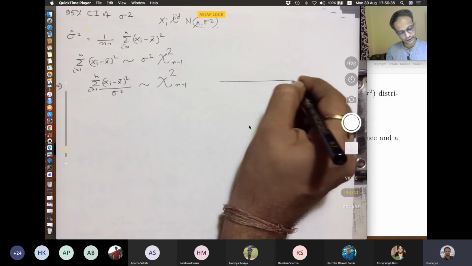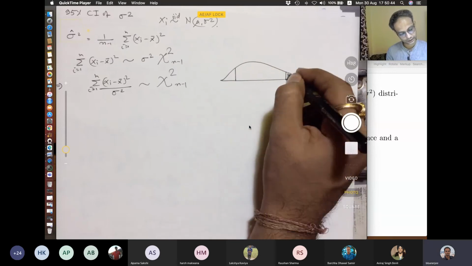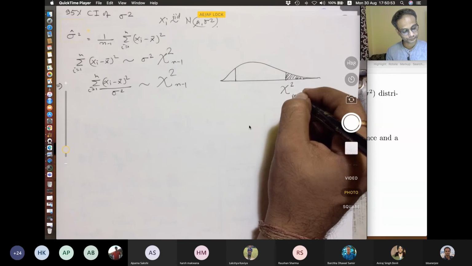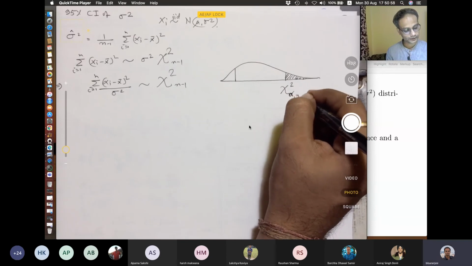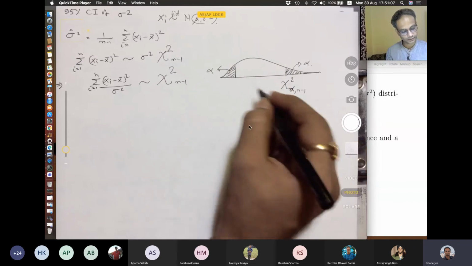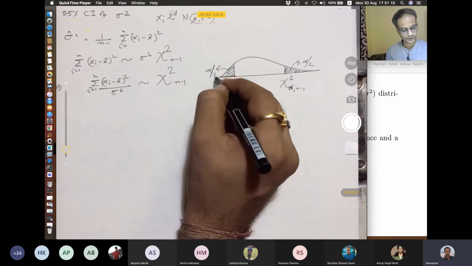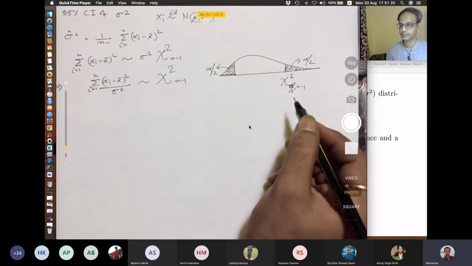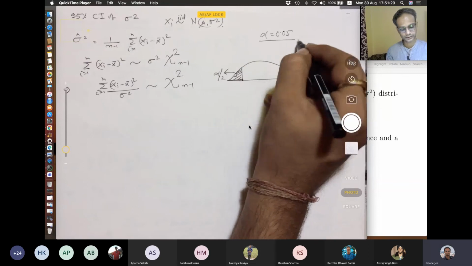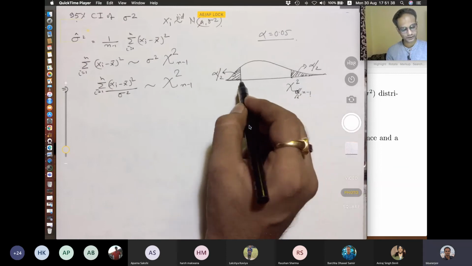Now you can see that the chi square distribution will look like this. If you just consider the upper alpha value, chi square alpha n minus 1, this region is alpha, and this region is also alpha. Then what will be the name of this point according to this notation? I have to take it alpha by 2. So what will be the name of this point? Alpha is 0.05 here, because we are looking for the 95% confidence interval. If this point is chi square alpha by 2 n minus 1, what will be the name of this point?